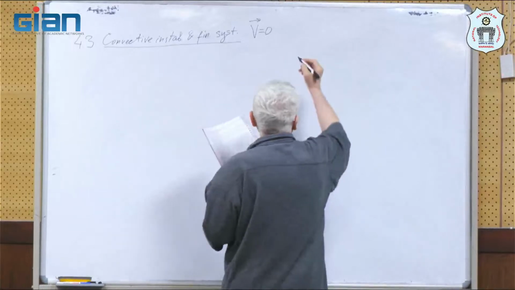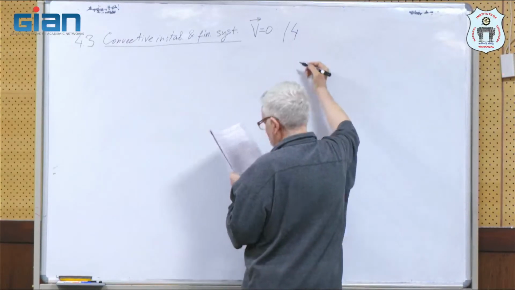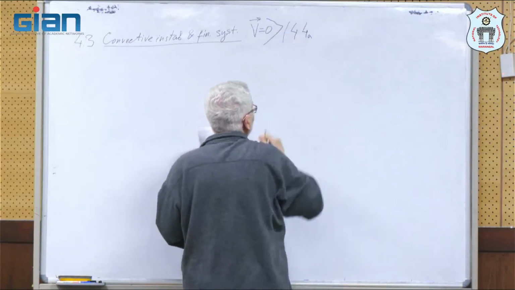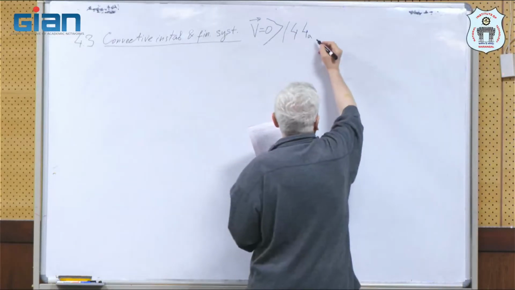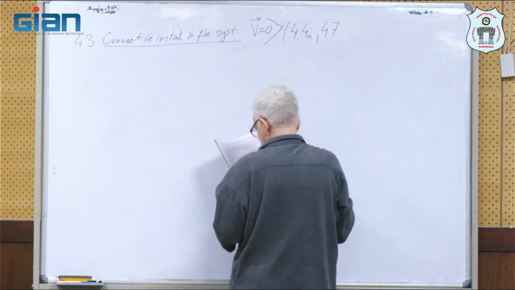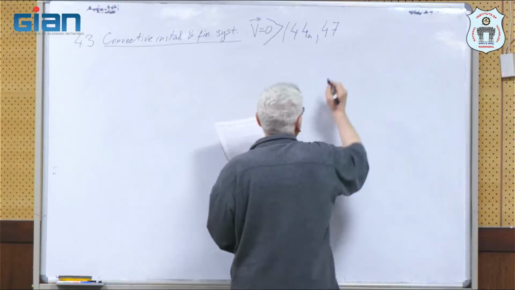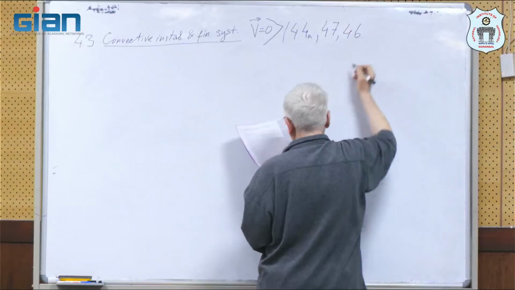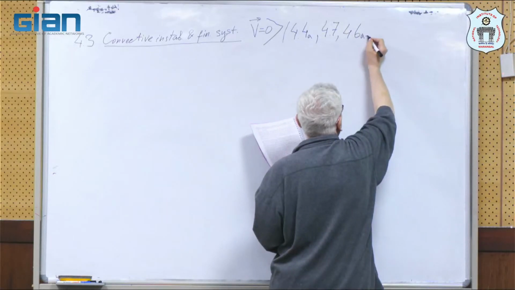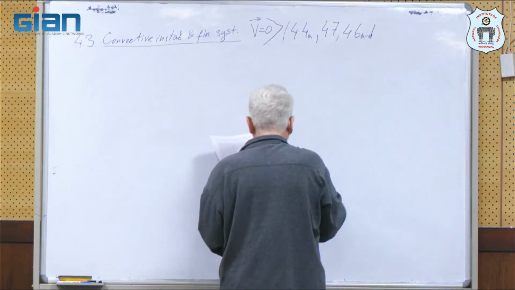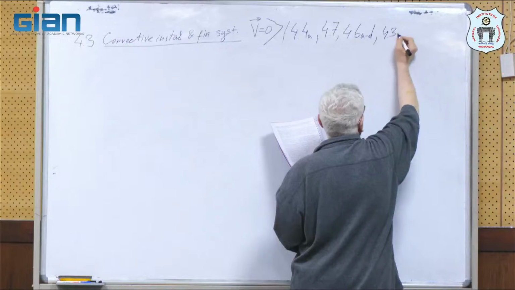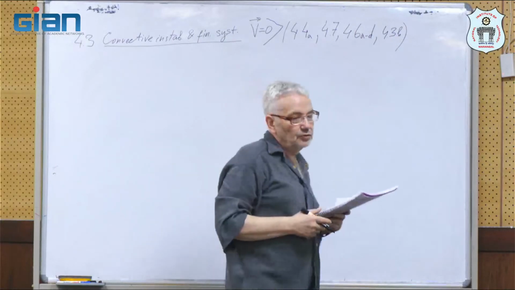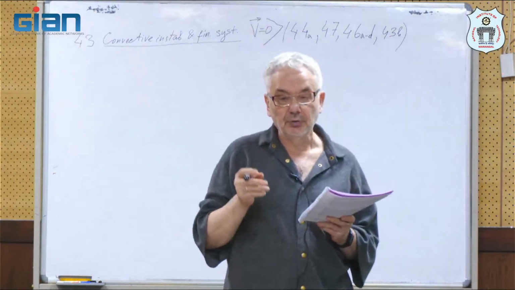I just remind you this initial system, it consists of equations 4.4A, 4.4B, 4.7, 4.6 A to D, and also 4.3 B. So we apply this condition, just this condition, and we look for the solution which further will be indicated by the 0 index.